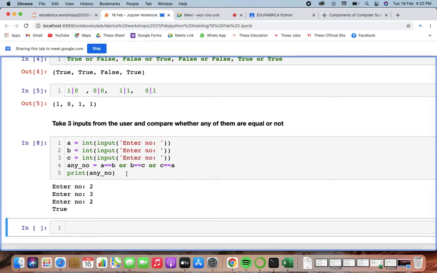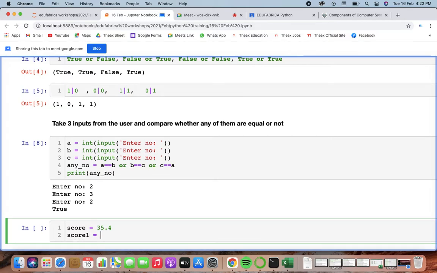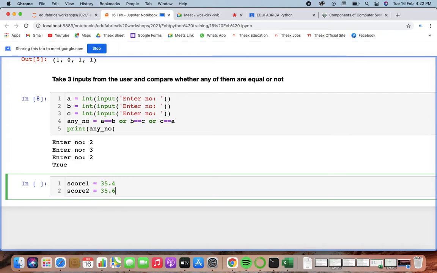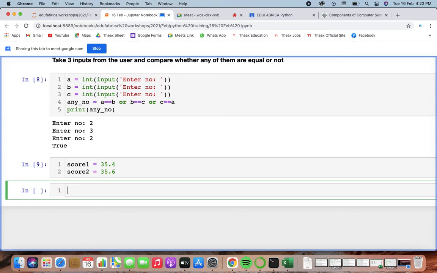Now, let's say the passing mark is 35.something. You are going to take some input from the user and return the nearest whole number. Let's say the student has scored 35.4 as score 1 and 35.6 as score 2. When you have float numbers and want to convert to integer, it's very simple: just write int. But what if we want 35.4 to become 35 and 35.6 to become 36? That is rounding off.